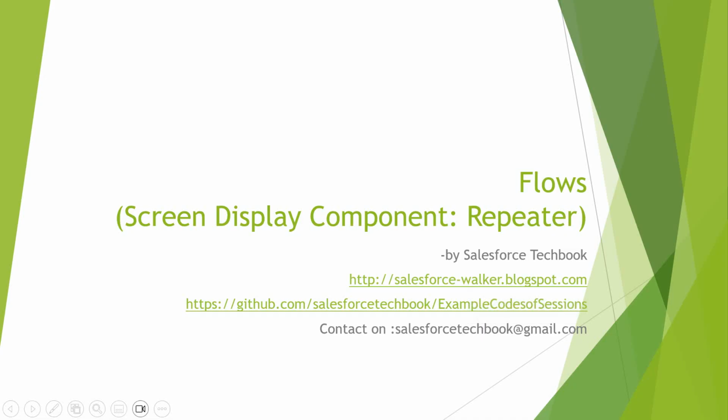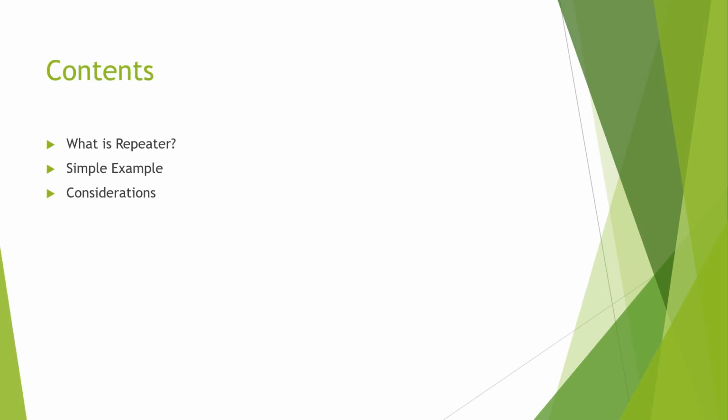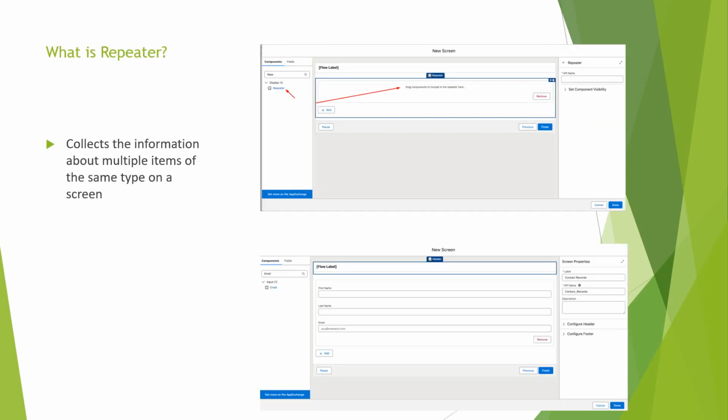Hi, as part of this session, we are going to discuss the topic: repeater component in flows. What is a repeater, a simple example, and considerations or limitations of the repeater we are going to discuss now. What is a repeater? A repeater collects the information about multiple items of the same type on screen.